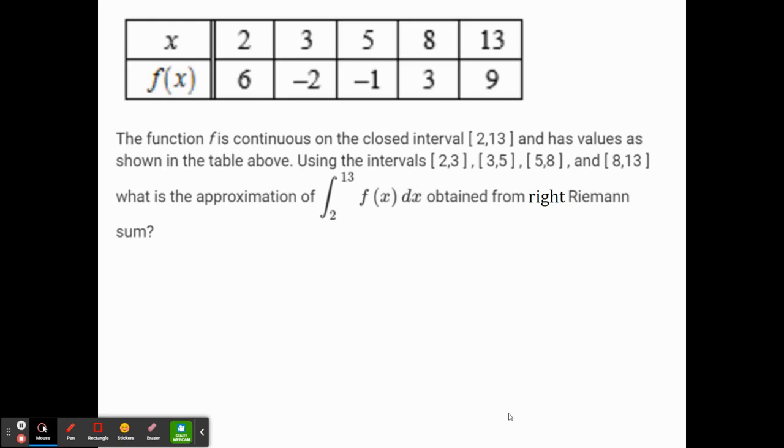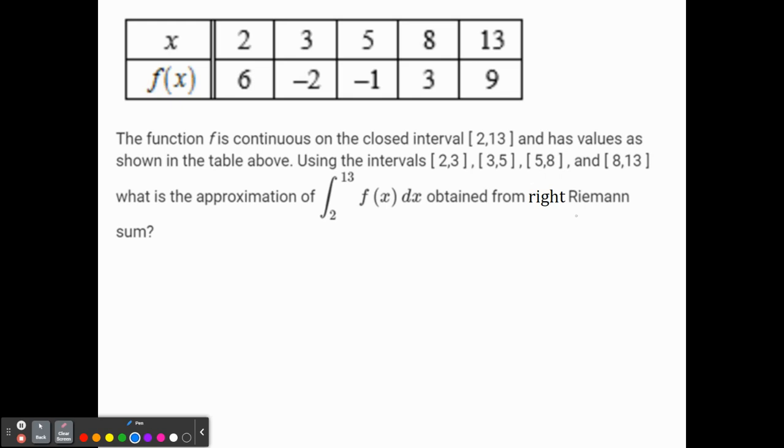So we're looking at the same problem. The only difference is I changed the word left to right. So the original problem is a left Riemann sum, but I want to use the same problem to practice right Riemann sums. For this video, I'm not going to be drawing a picture to visualize it. I'm going to show you how to just calculate this math without having to draw a picture.